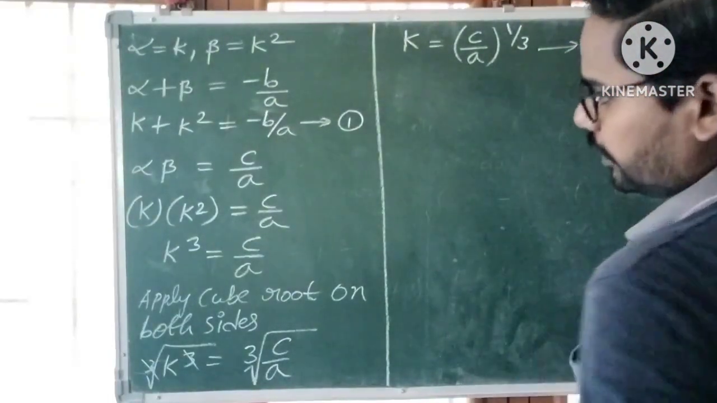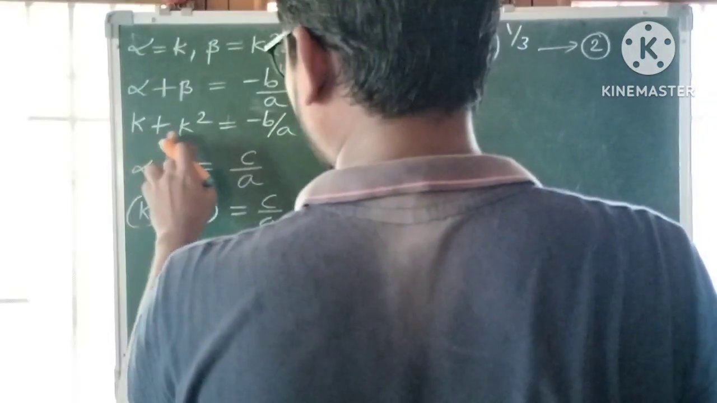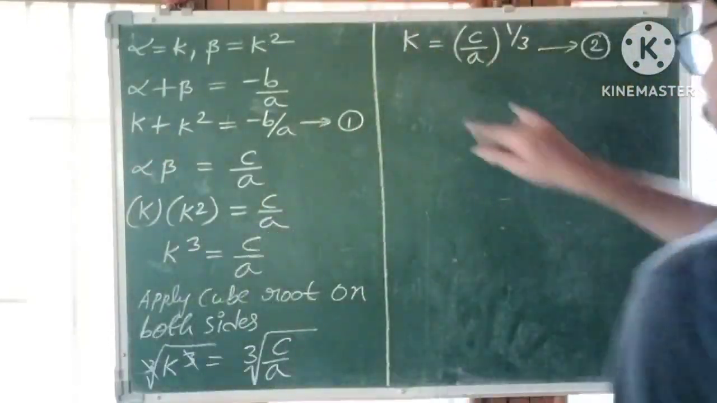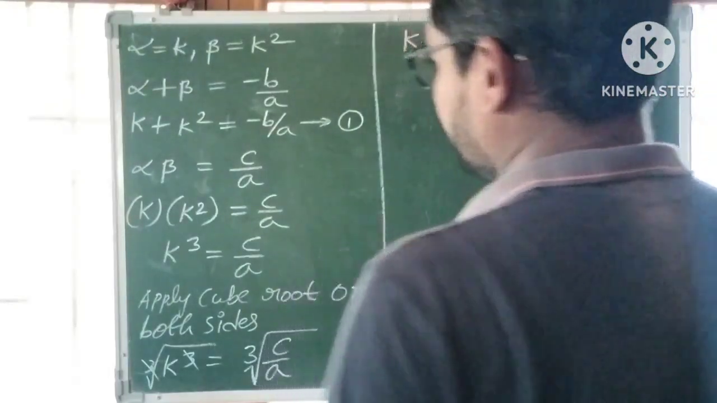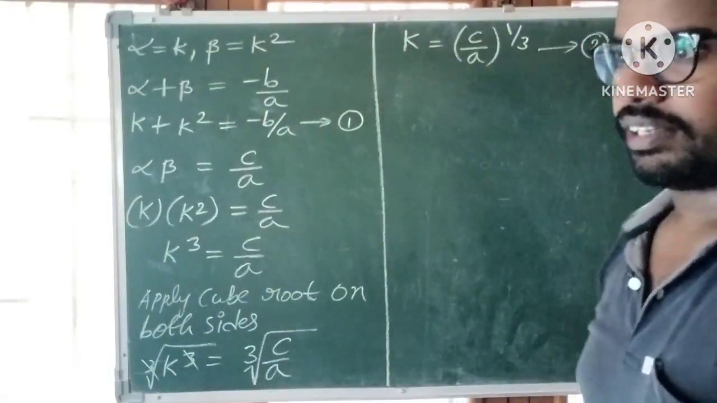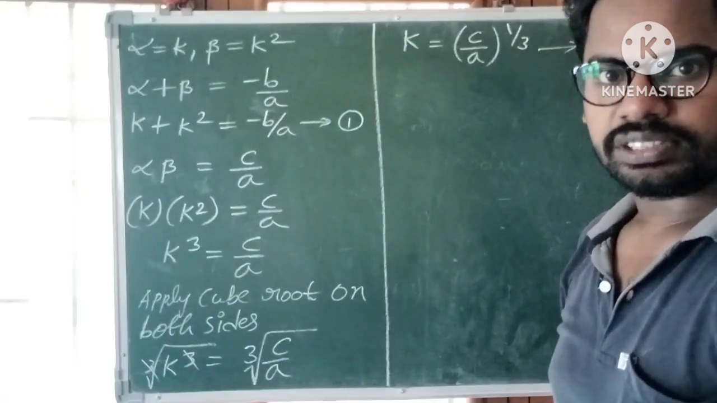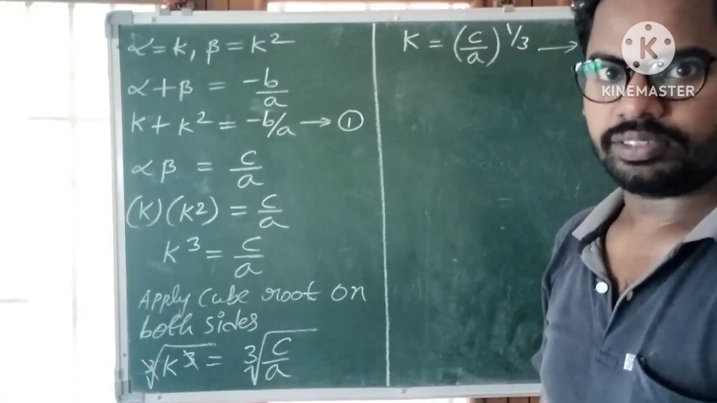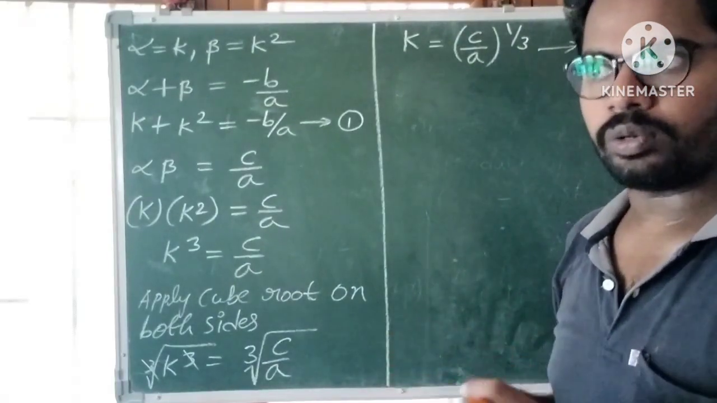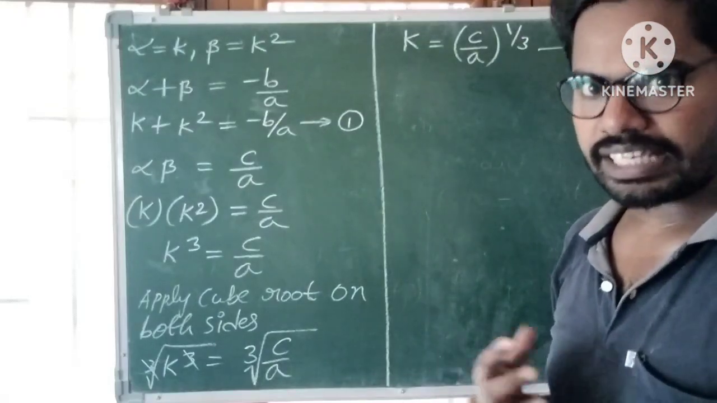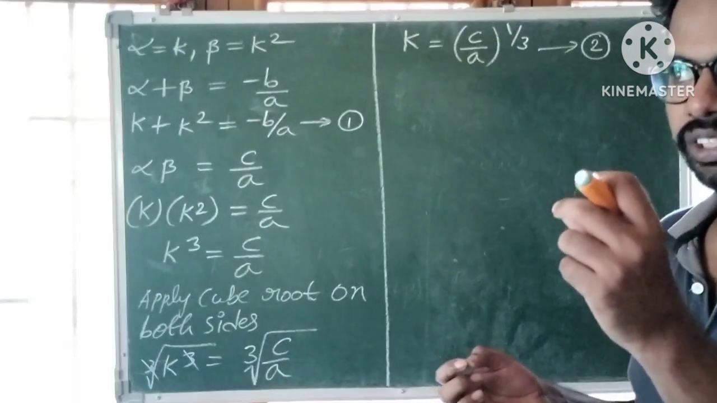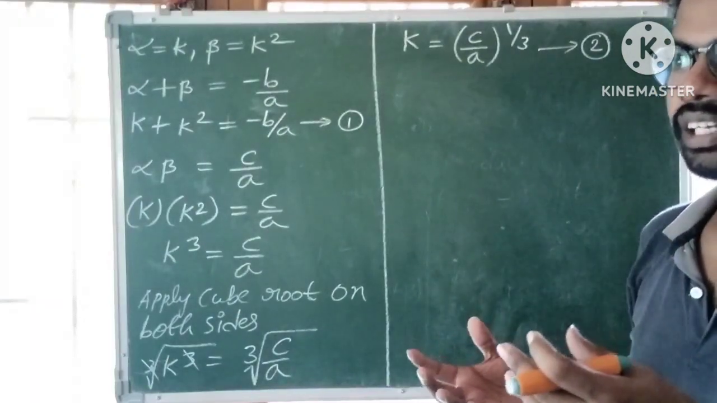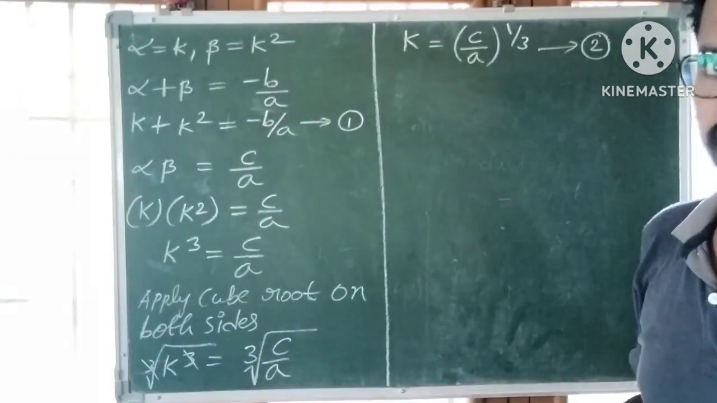Now look at equation number 1. K plus K square equal to minus B by A. And K is equal to C by A whole power 1 by 3. Now we need an equation in terms of A, B, C. So we have to prove B cube plus A square C plus AC square is equal to 3ABC. In that equation, we do not have the K term.